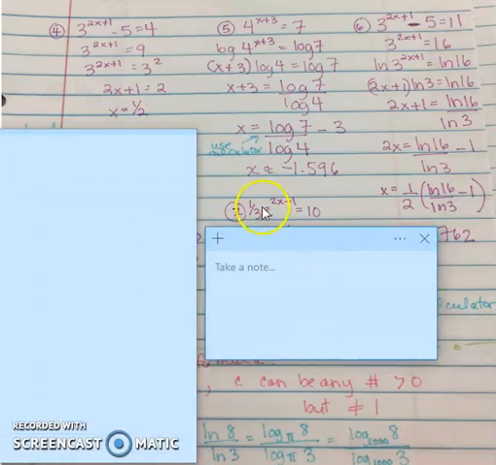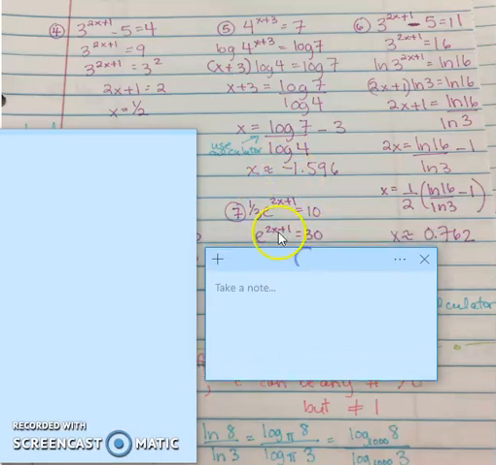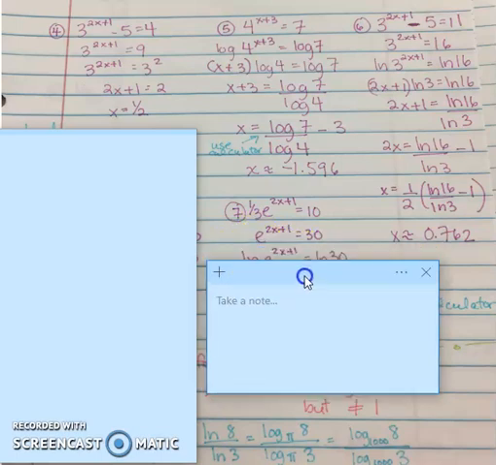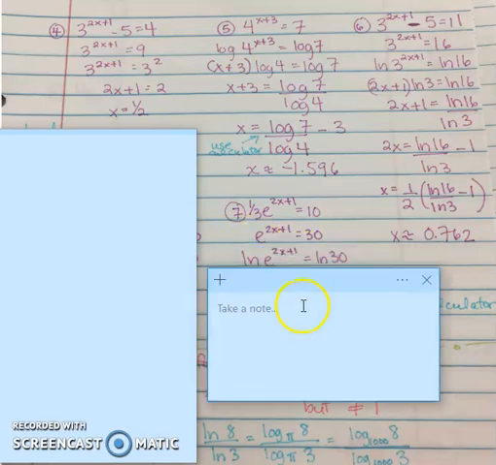So for number 7, we have 1/3 e to the 2x plus 1 equal to 10. I need to isolate this exponential first, so I'm going to multiply both sides by 3. So I have e to the 2x plus 1 equals 30. At this point, I could choose whatever log I want, log base 10, log base 3, and so forth. But I'm purposely going to use natural log because log base e or natural log and e will cancel each other out. So I'll take the natural log of both sides.